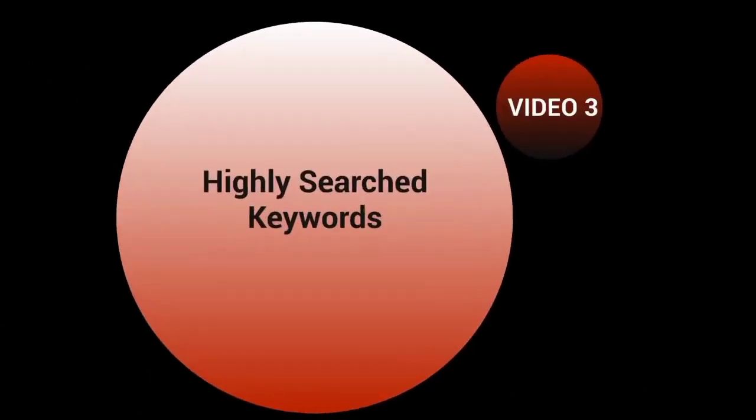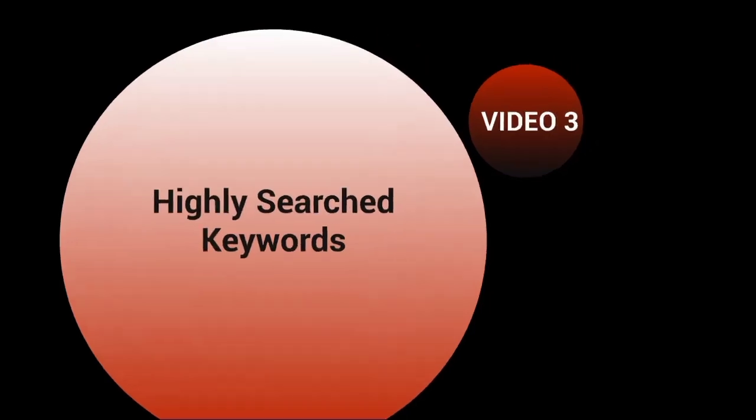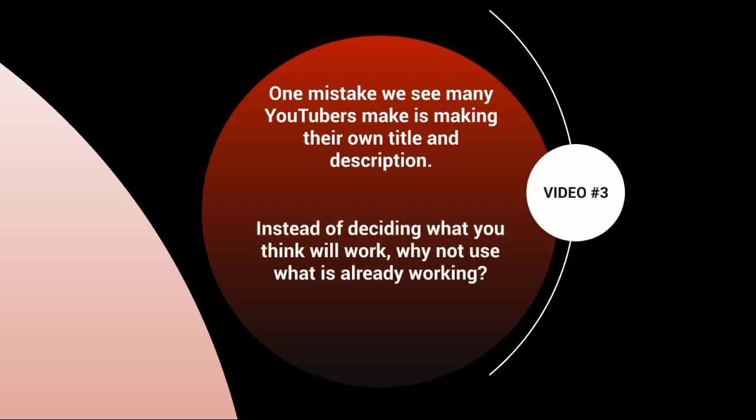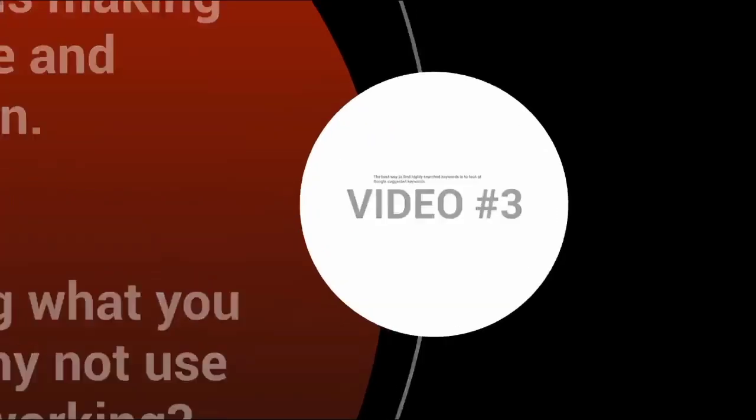Let's talk about highly searched keyword terms and how you can figure out what your main keyword is going to be, what your sub keywords are going to be. One mistake that many YouTubers make is simply making their own title and description. I mean, it's natural, right? But instead of deciding what you think will work, why not use what is already working and do some simple keyword research that's not going to take a lot of time, and this way you'll have the right information that will help you rank on the right keywords.